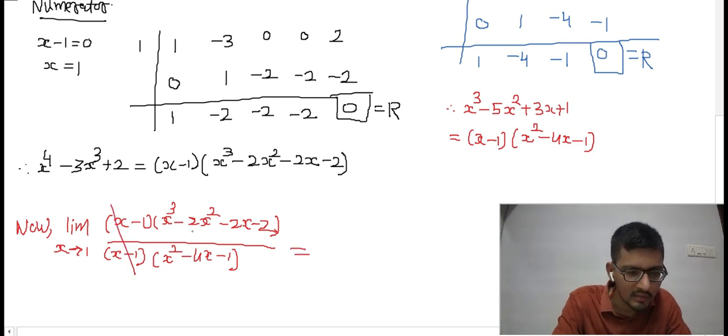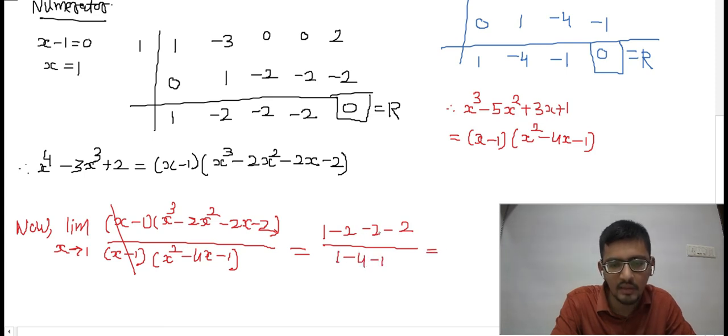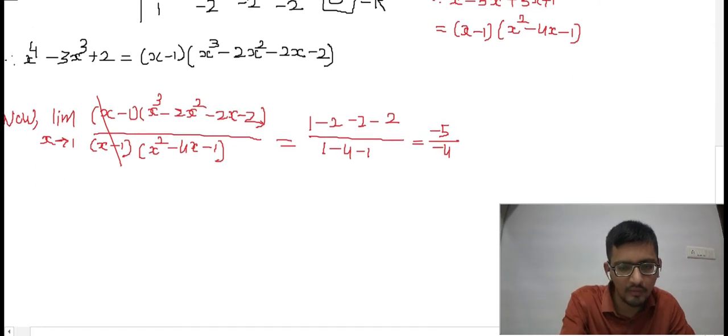Now do your direct substitution method. Now it will work because x minus 1 was creating the problem. Here the direct substitution you can do. So if you are putting your direct substitution, what I will get here, 1 minus 2 minus 2 minus 2, and in the denominator what I will get here, 1 minus 4 minus 1. So finally what is your answer here, 1 minus 6 which is minus 5, and here what will happen, minus 4. So ultimately what is your answer? You will get here 5 by 4.